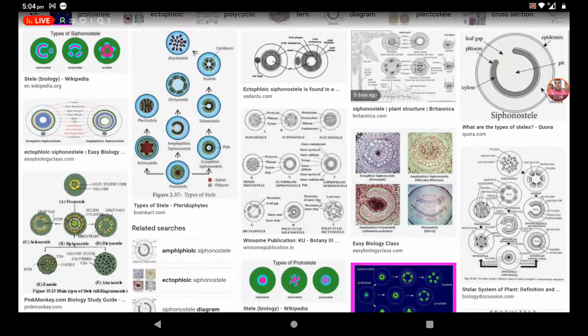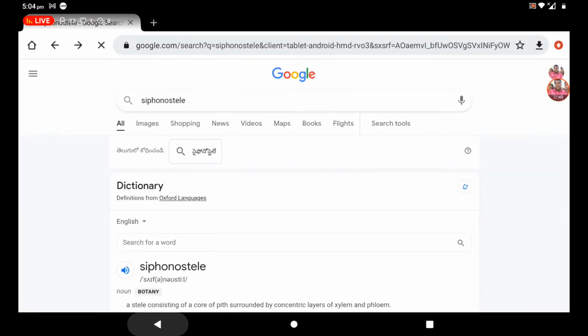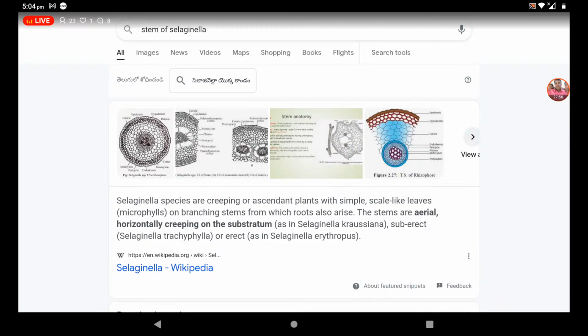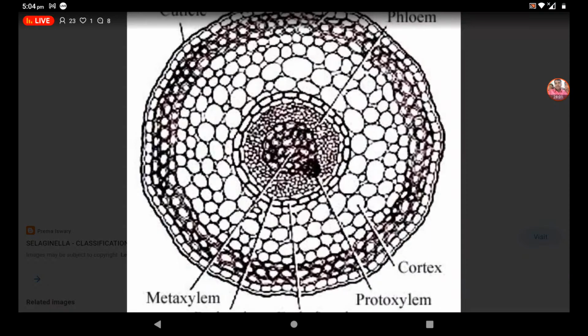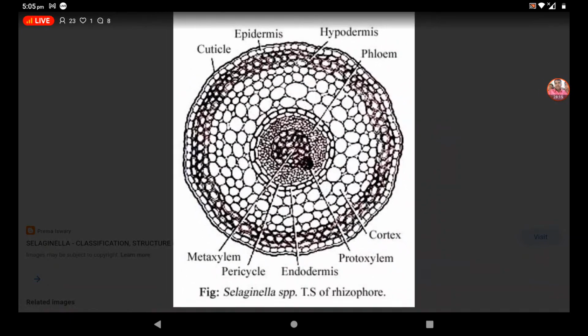So what types of steles are identified? I am repeating: protostele, siphonostele, solenostele, dictyostele. These different types of steles are present. The first tracheophytes are only the Pteridophyta. For the first time, xylem and phloem are present in Pteridophytes. The stem possesses a stele for the first time, which means a tracheal system is present. Xylem conducts water and phloem conducts the food material. That you know clearly. Fine.